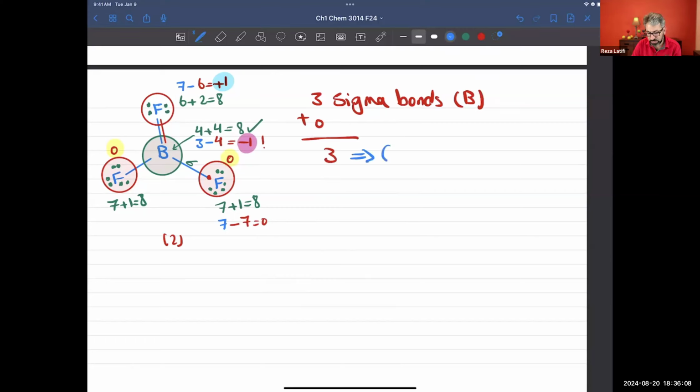Expected geometry: I have 1, 2, 3. I see 3 of them, so I will call it trigonal, because I see 3 of them. And is it flat? Yes, it's completely planar, and the bond angle between them is 120. So it's completely flat and is 120. So I'm going to call it trigonal planar.